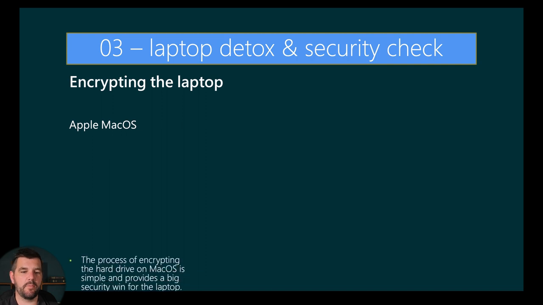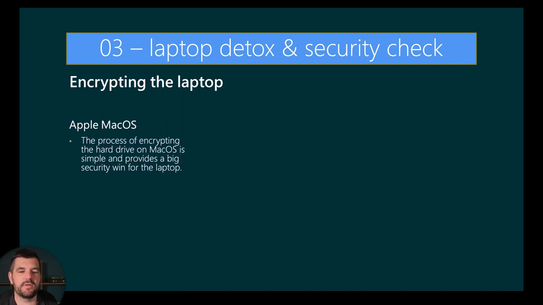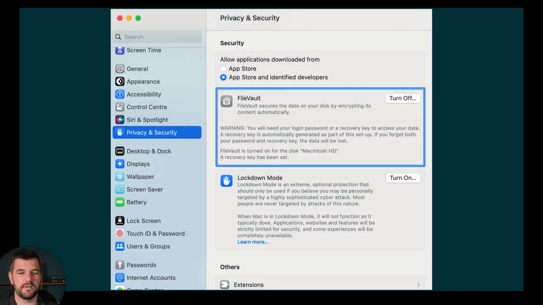Let's jump over to Apple Mac again. Now the process of encrypting the hard drive on Mac OS is pretty simple. We just need to go to the settings, but very important with Mac, they do require a password for the encryption as well, so you want to make sure you don't forget that password. But you go to privacy and security, and this is called File Vault on Apple Mac. So you can turn on File Vault.